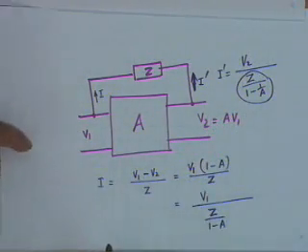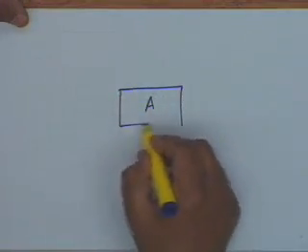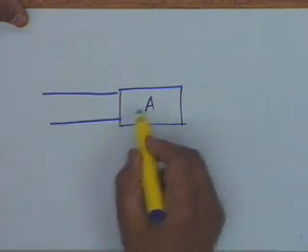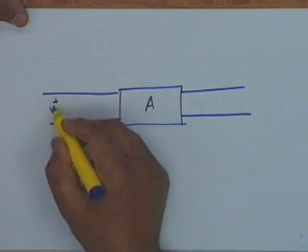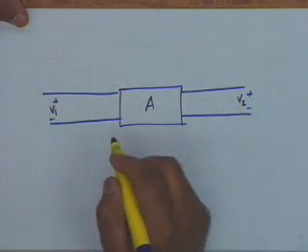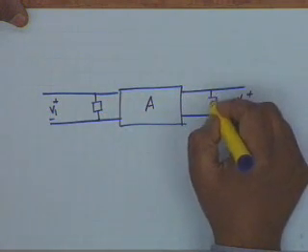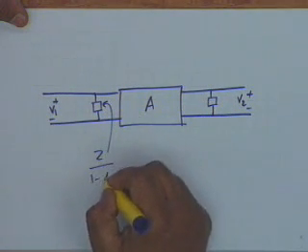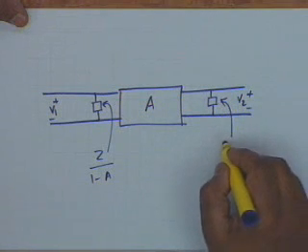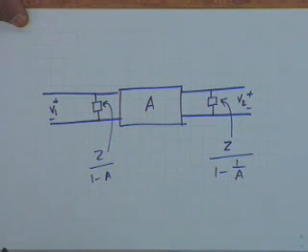So equivalently, I can replace this circuit which had a bridging impedance by one which does not have a bridging impedance. And they are exact equivalents. I have made no simplification, no approximation. What I have here is an impedance Z by 1 minus A, and what I have here is Z divided by 1 minus 1 over A. The question is, what is A?